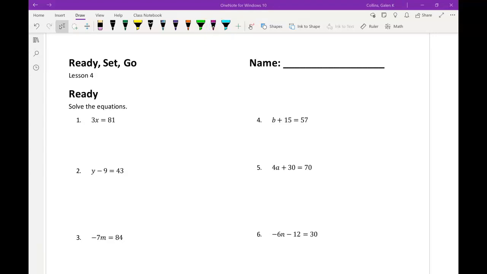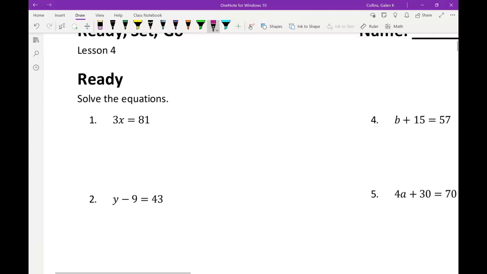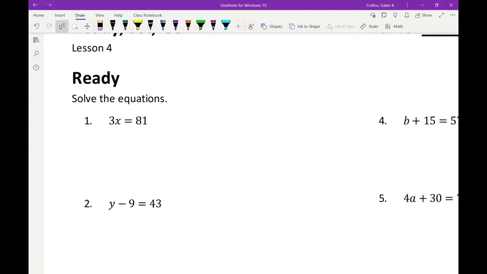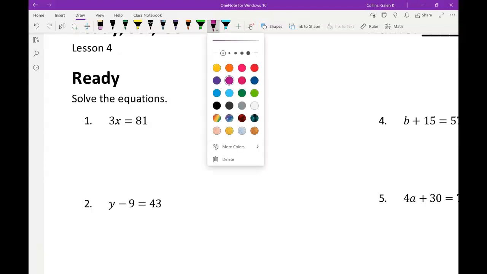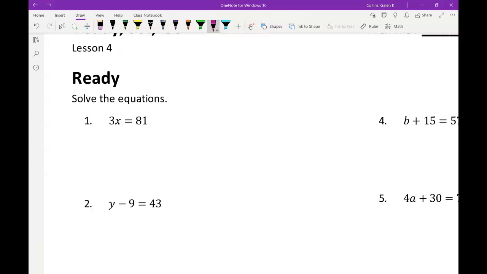All right, for the Unit 3 Lesson 4 Ready, Set, Go, in the Ready section, we are solving equations. And this is a skill that you first start to learn in middle school that we will continue to develop in Algebra 1, Geometry, Algebra 2, basically every math class that you take after this one. So I'll show you kind of how I like to show my work. I do expect you to show some work for these.